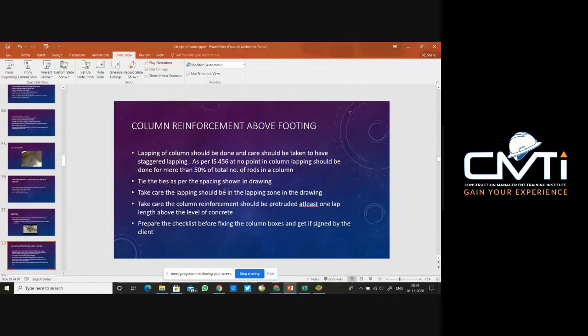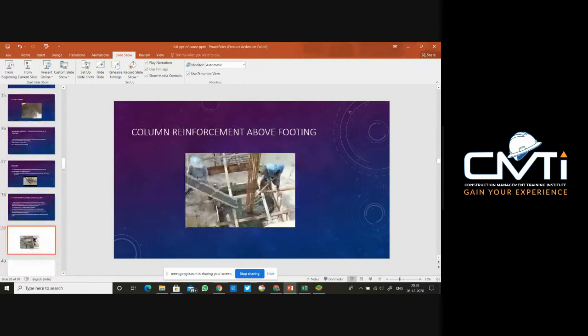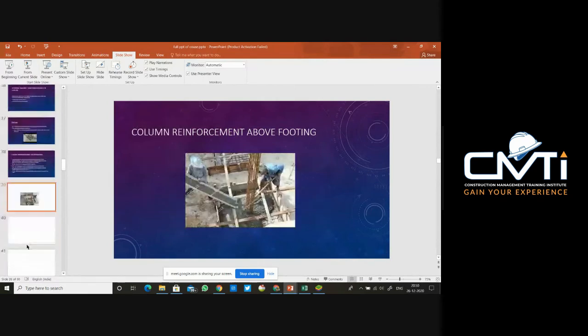Tie the ties as per the spacing shown in the drawing. Then lapping should be done in the proper lapping zone. As I explained, the bars should protrude at least one lap length above the level of the concrete. Then we have to prepare the checklist and get it signed. So here you can see the column reinforcement above the footing.